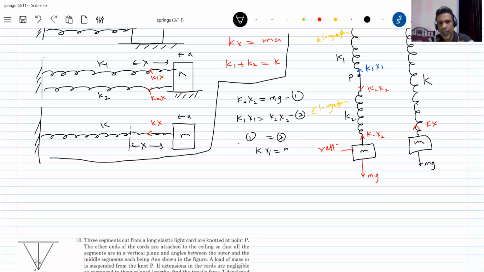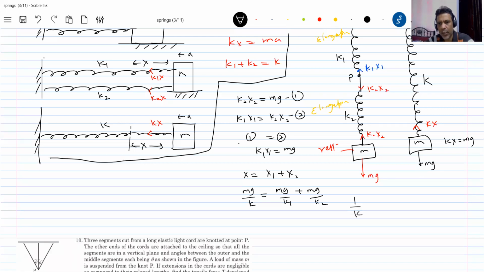K1 x1 is equal to mg. So what is the total elongation of the spring? x1 plus x2. Looking at this block, what is kx? Equal to mg, because the block is at rest. So in place of x, what can I write? mg by k. In place of x1, mg by k1, and mg by k2.